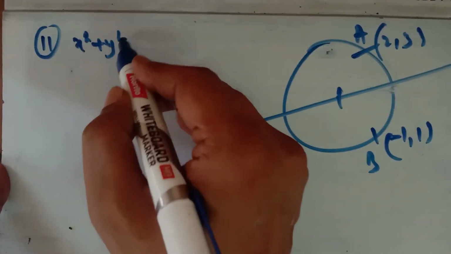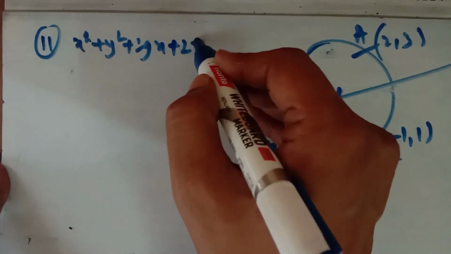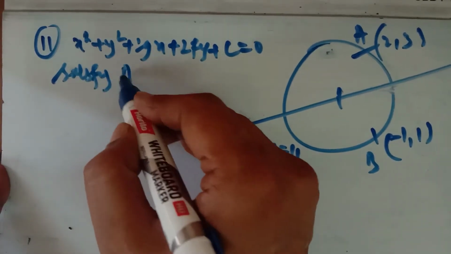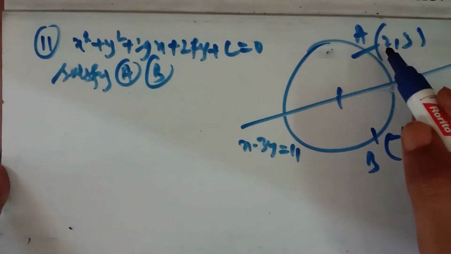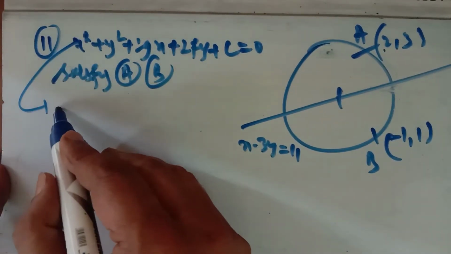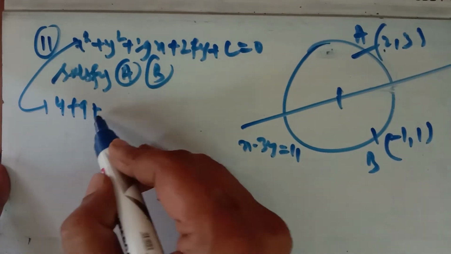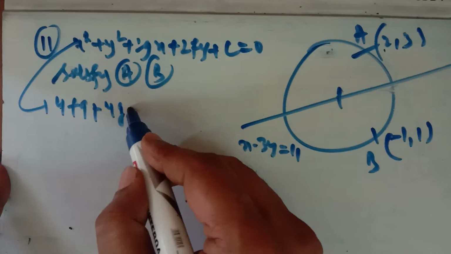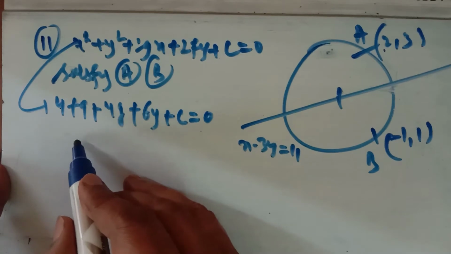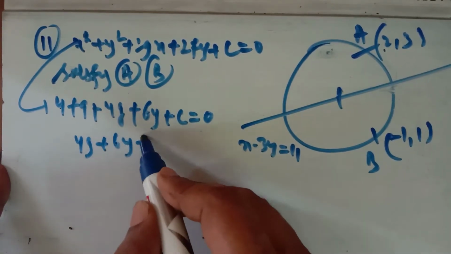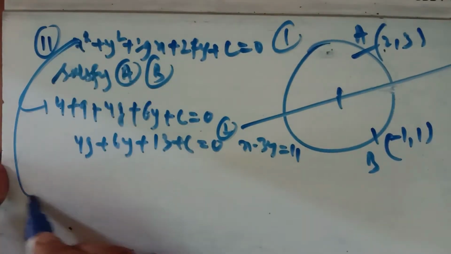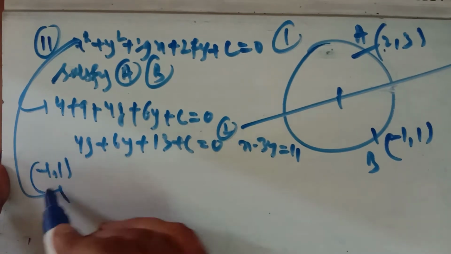So x square plus y square plus 2gx plus 2fy plus c equal to 0 will be satisfied by point A and point B. First of all, put the values of x and y as 2 and 3 in this. If you put x as 2, that is 4, plus 9, the value of x is 2, that is 4g, the value of y is 3, that is 6f, plus c equal to 0. So you are getting 4g plus 6f plus 13 plus c equal to 0. This is equation 2.